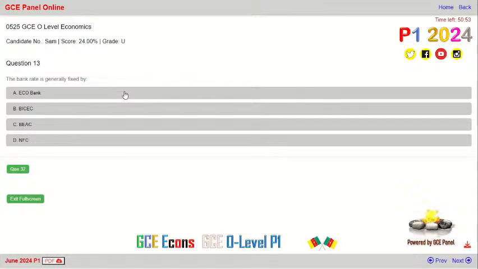Question 13. The bank rate is generally fixed by EcoBank, BSEC, BIAC, NFC.